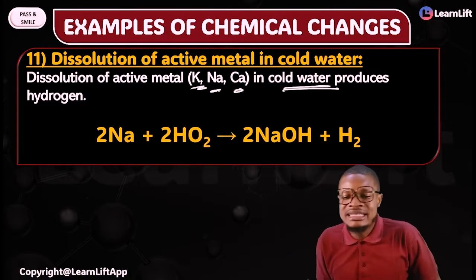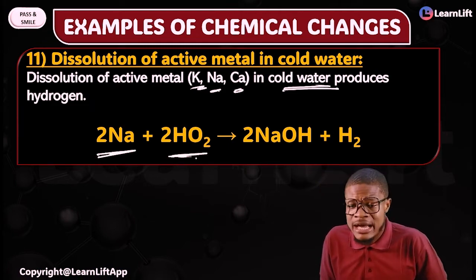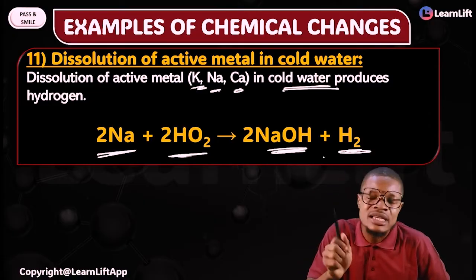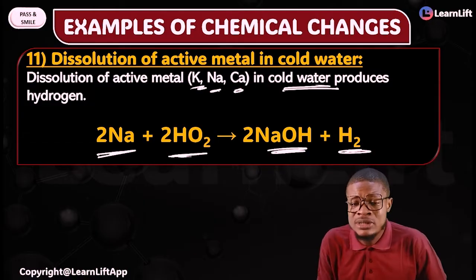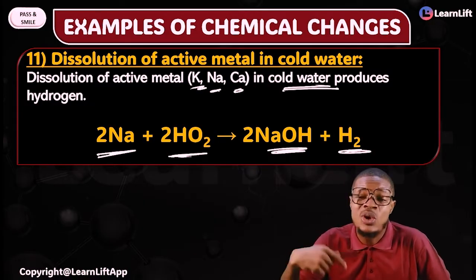In other words, let's say your sodium is reacting with cold water. What will it produce? Sodium hydroxide and what? Hydrogen gas. This is a chemical change. If it were potassium, what will it give rise to? Potassium hydroxide and what? Hydrogen gas. It is also a chemical change.